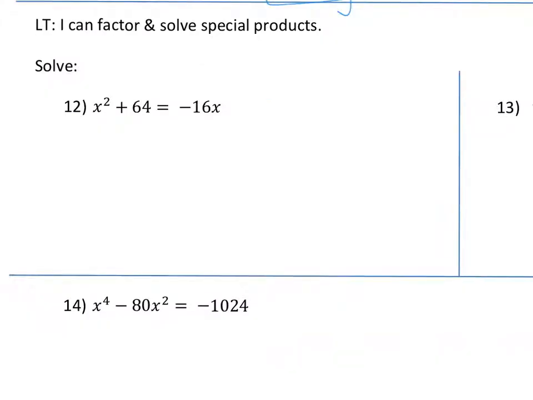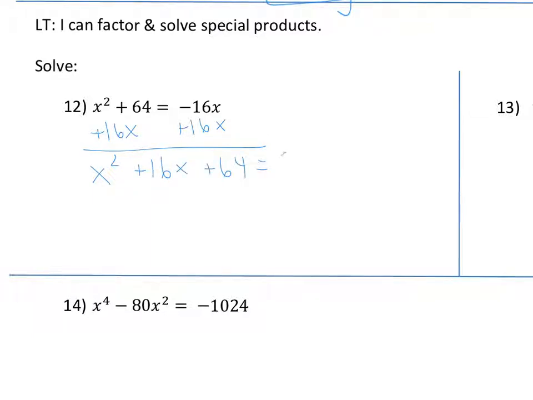All right, the next learning target is I can factor and solve special products. So number 12, the directions say to solve. And I'm going to go ahead and look at that equation and move the 16x over because I want to get that equation equal to 0. So add 16x to both sides and get x squared plus 16x plus 64 equals 0.